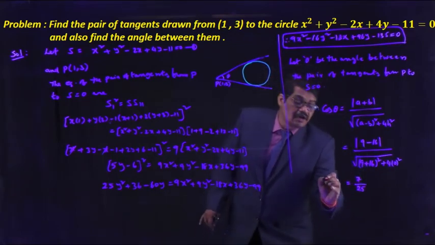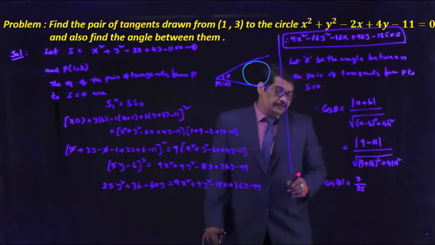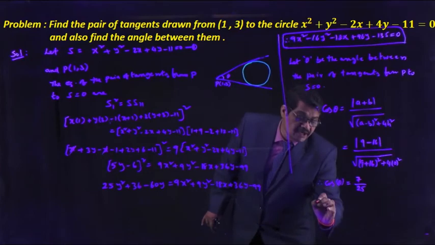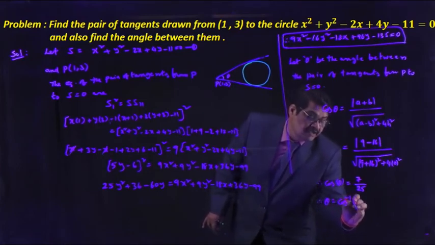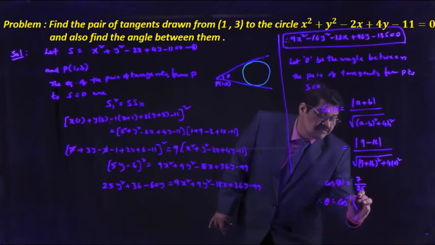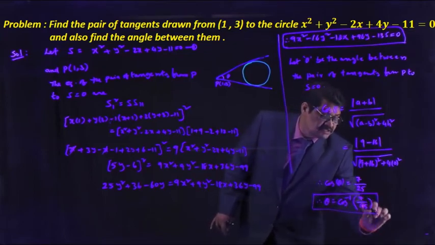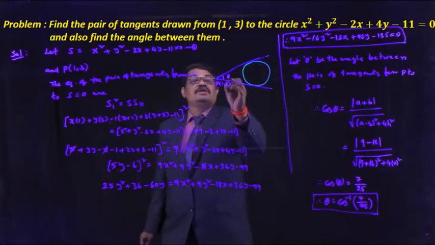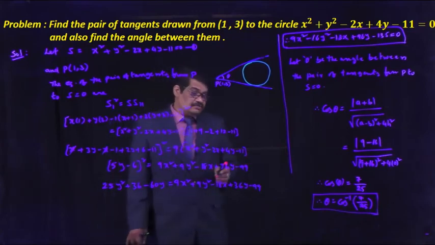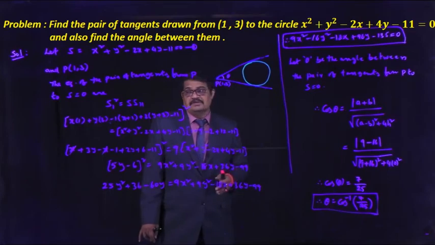Then cos theta is equal to 7 by 25. Therefore theta, the angle between the pair of tangents, is cos inverse of 7 by 25. This is the angle between the pair of tangents from the given point 1, 3 to the circle. Okay, this is the angle between the pair of tangents.